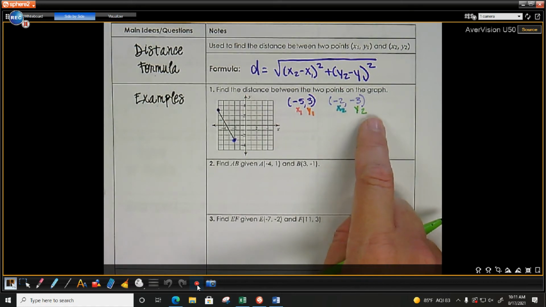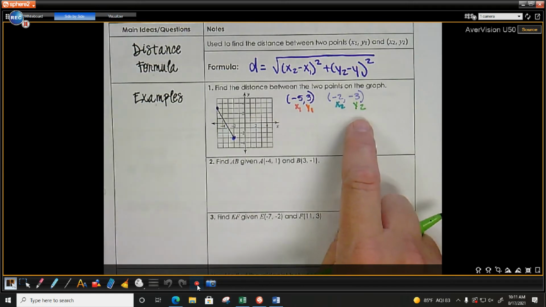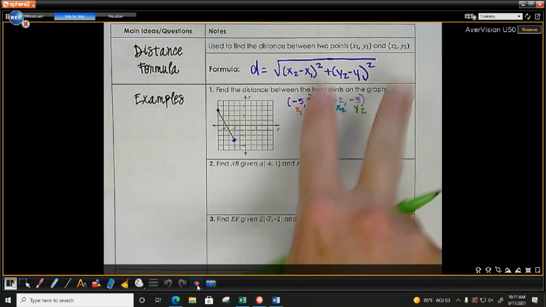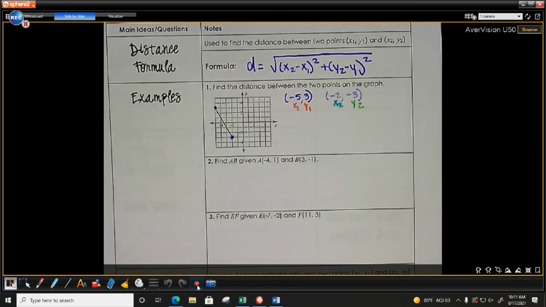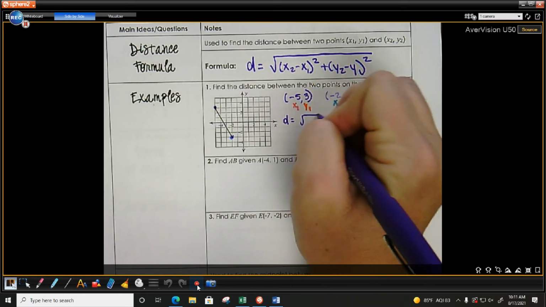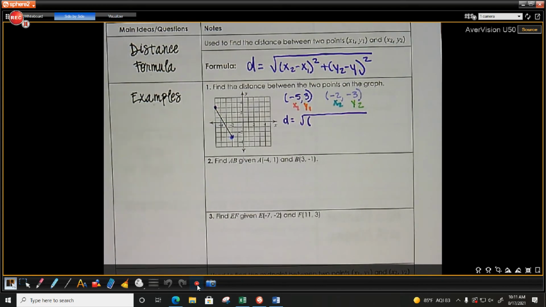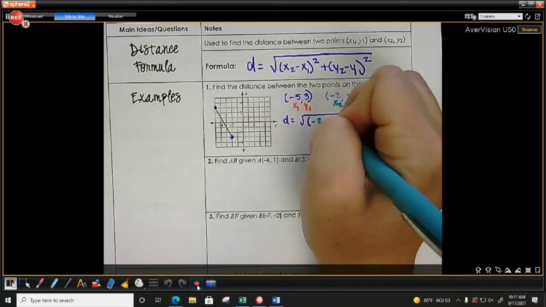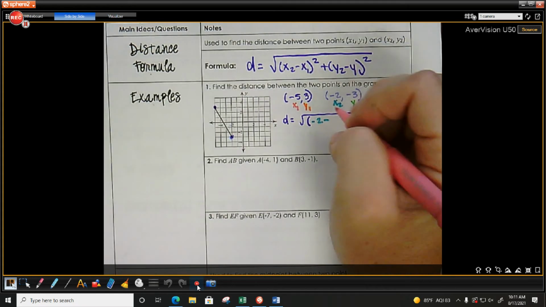So, my formula is D equals the square root of, what's X2? Minus, what's X1? Minus a negative. We have our double signs. Squared. Plus, what's Y2?